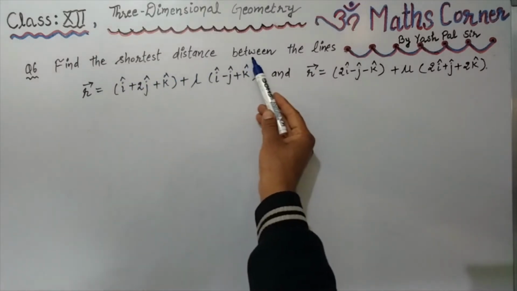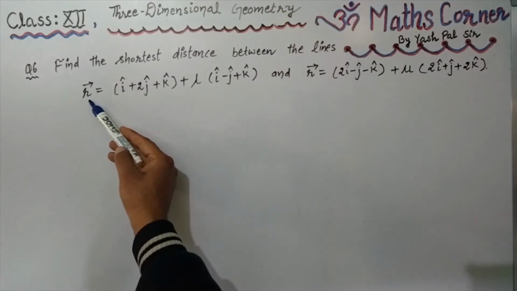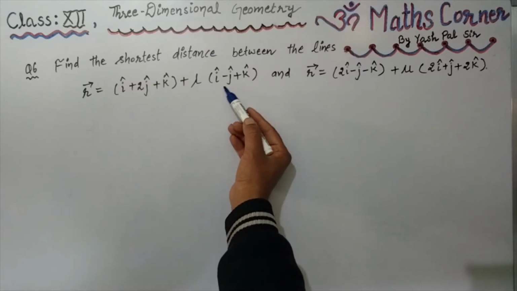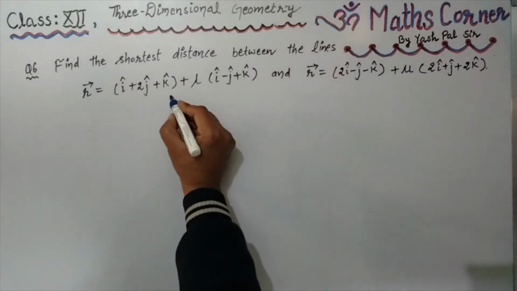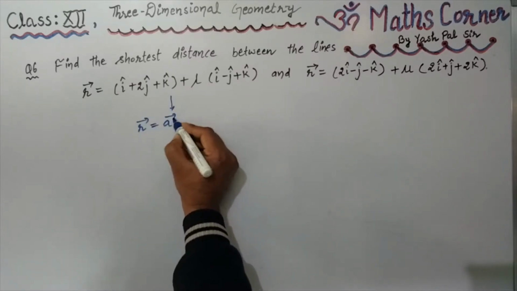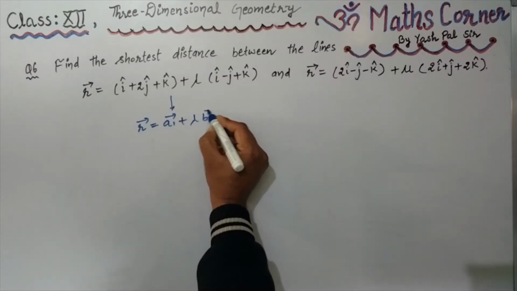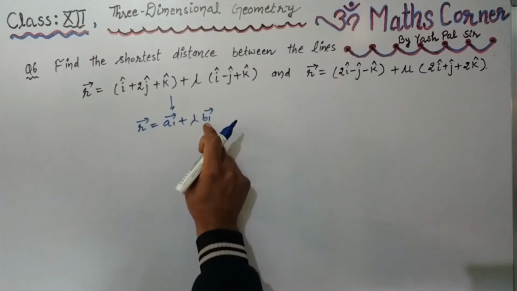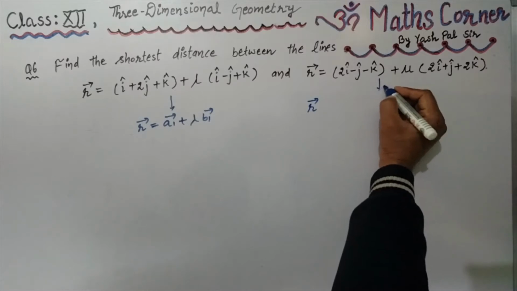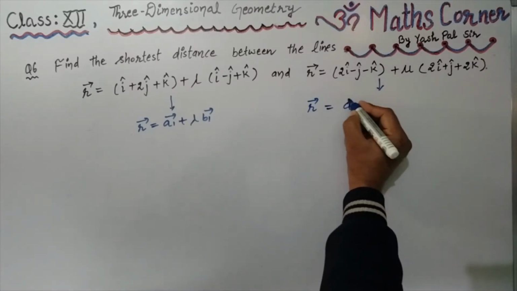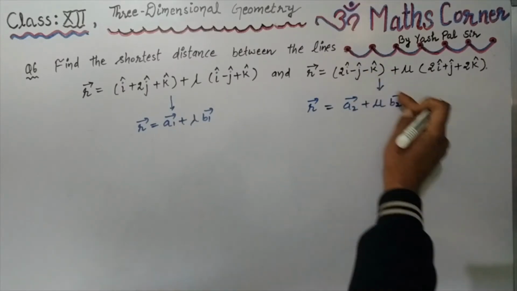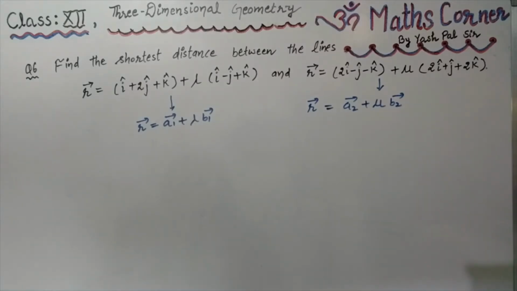Question number 6. Find the shortest distance between the lines. First line is vector r is equal to i plus 2j plus k plus lambda into (i minus j plus k). We can also write this line as vector r is equal to a1 vector plus lambda b1 vector. This is a1 and this is b1. Similarly, the second line we can write this as vector r is equal to a2 vector plus mu b2 vector. This is a2 and this is b2.